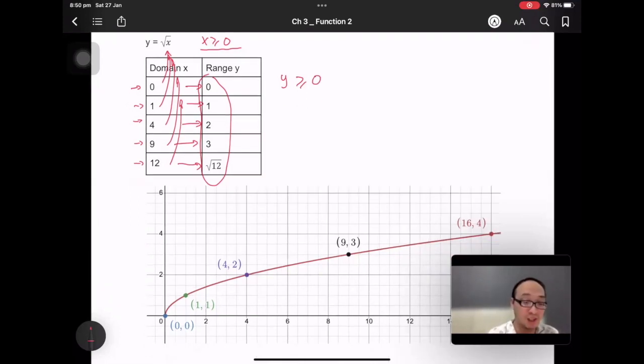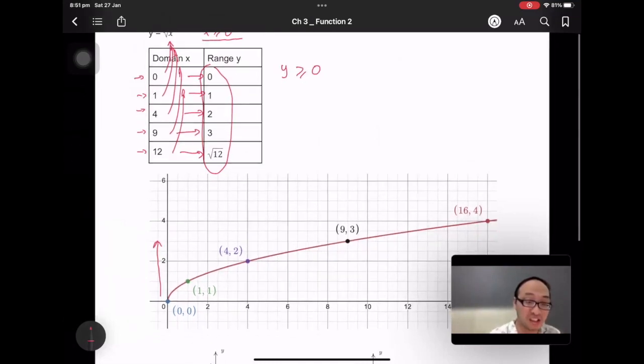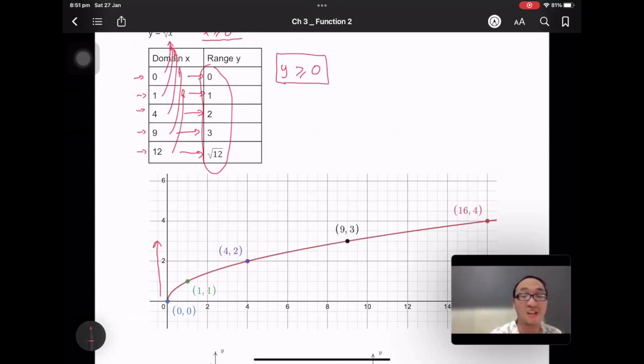And if you see from the graph, we plot the points, and all the results of the function are positive and 0. So it starts from 0 up to infinity. So that's why the range of this function is y greater than or equals to 0.